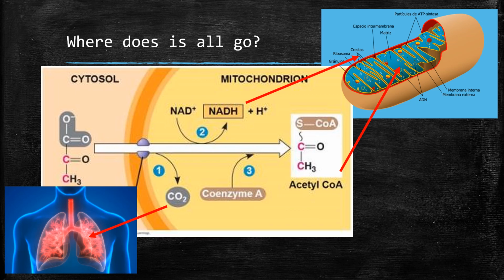The NADH, remember that's like our full battery. It has lots of high energy electrons and protons. That's going to move to the cristae of the mitochondria, where it can then be used in the electron transport chain. The acetyl-CoA is going to be part of our Krebs cycle, or citric acid cycle, and so that's going to remain in the matrix of the mitochondria. So that's where those are going.